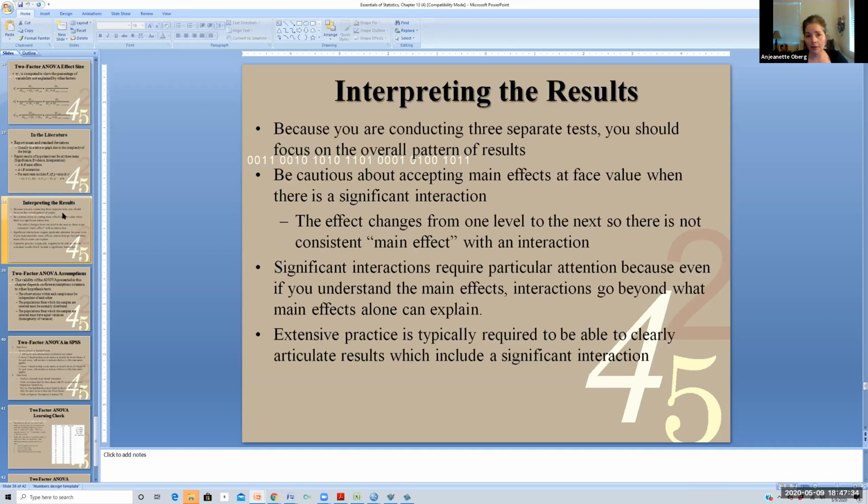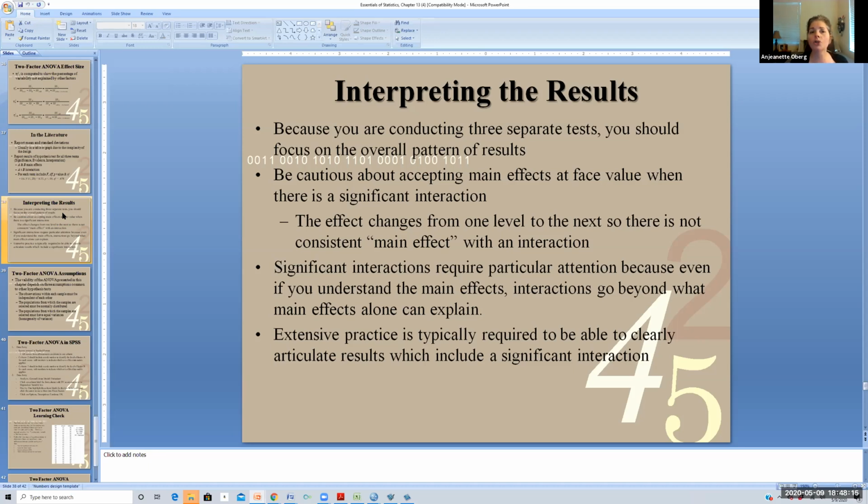In terms of interpreting the results, keep in mind you're conducting 3 separate tests, but they may not be independent of one another. If your interaction is significant, now all of a sudden it's showing that that variable is influenced by other variables. So we want to be cautious about how we interpret the main effect of a factor if there's a significant interaction, because now that factor is impacted or influenced by another factor. The effect of that factor changes based upon the presence and levels of the other factor.